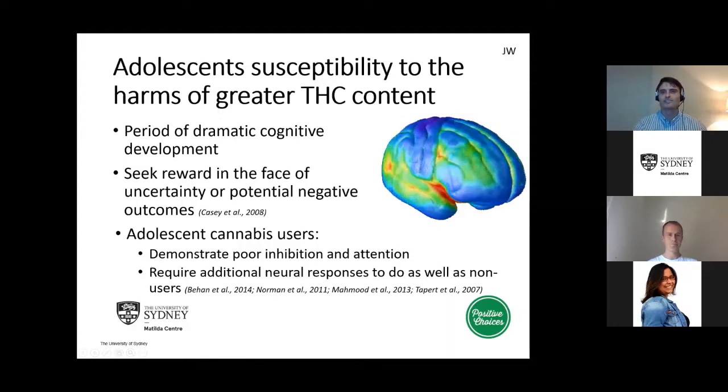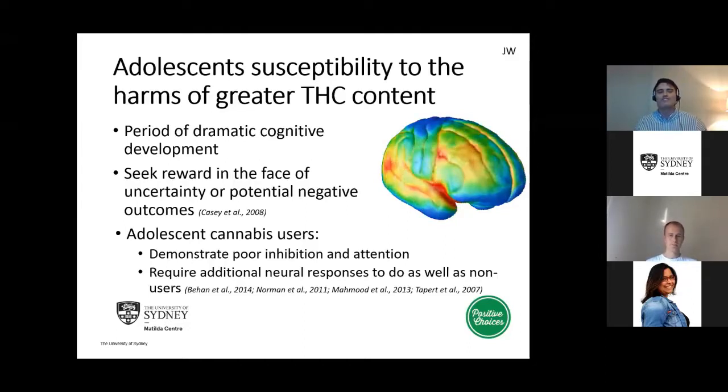So as Tom has mentioned, cannabis potency is increasing quite dramatically, and adolescents may be especially susceptible to the harms associated with cannabis use. Now, I'm sure we all know that adolescence is marked by a period of dramatic cognitive development, where during this time they often seek reward in the face of uncertainty or potential negative outcomes. And a great example of this is early cannabis use.